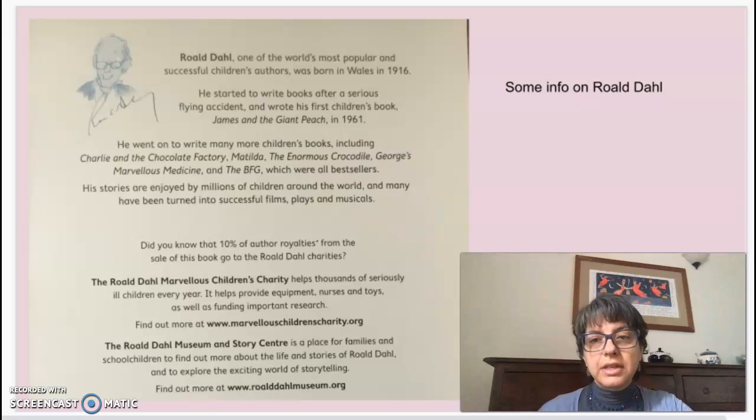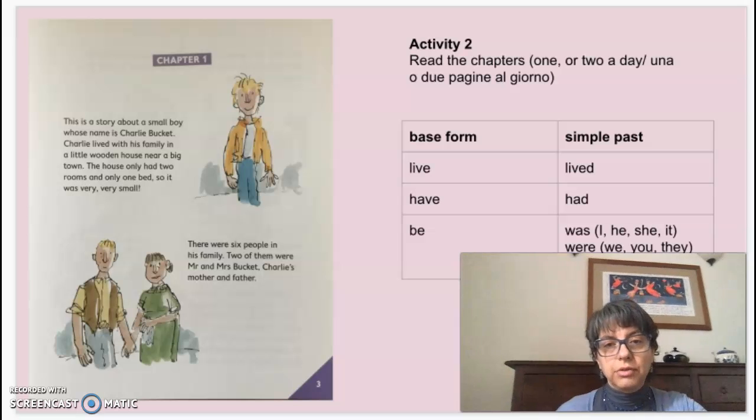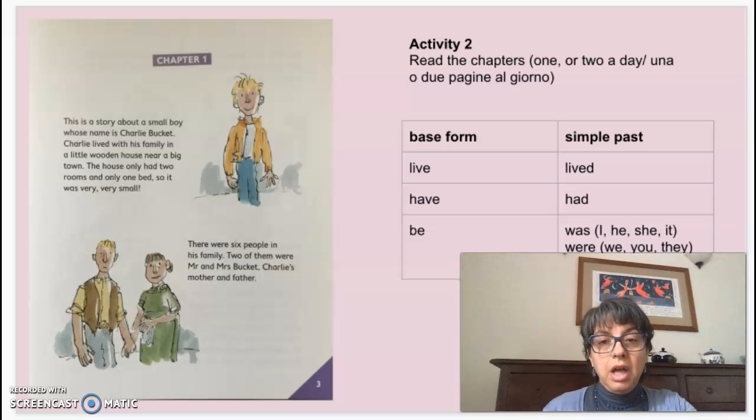First of all, you have some information on Roald Dahl's life. Then you have a couple of pre-reading activities. So you can print this out and stick it on your exercise book or simply answer on your exercise book. Then you start reading from chapter 1.